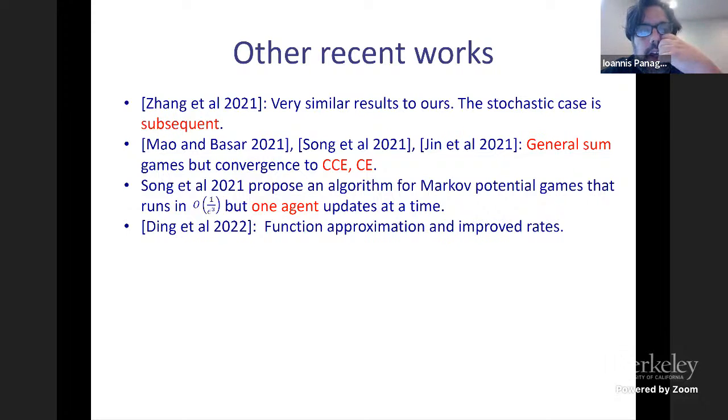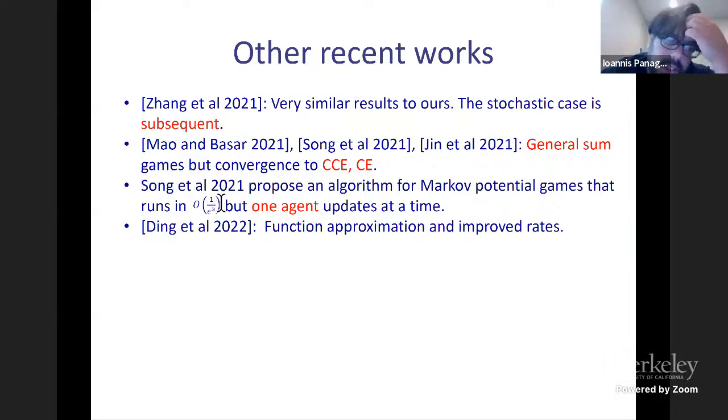Okay. So there is a paper also by Zhang et al. that has almost identical results to ours. The stochastic case was subsequent work, but in their case, they don't use the same estimator as we do. They use a more, I would say, natural estimator that they also show is unbiased, and the results carry over, so they match the running time.